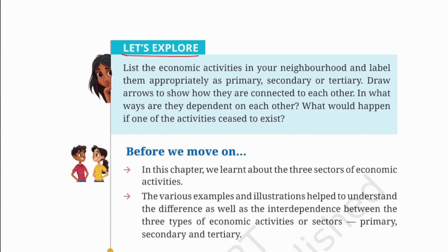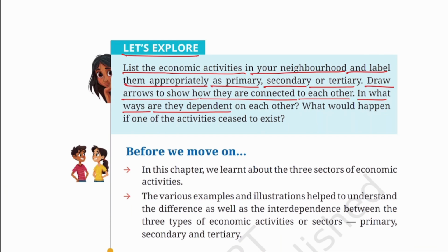Let's explore. List the economic activities in your neighborhood and label them appropriately as primary, secondary, or tertiary. Draw arrows to show how they are connected to each other. In what ways are they dependent on each other? What would happen if one of the activities ceased to exist?